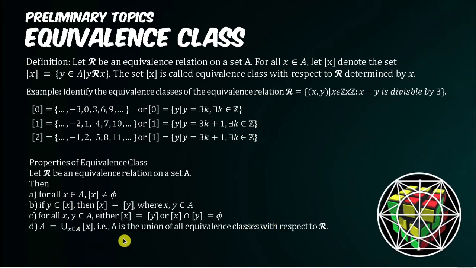And of course, D, I think I mentioned this one. If you take the union of all the elements of the equivalent classes, because equivalent classes are just subsets, it will, of course, yield the same set that was used in defining the equivalence relation. In this particular example, again, it's the set of integers.